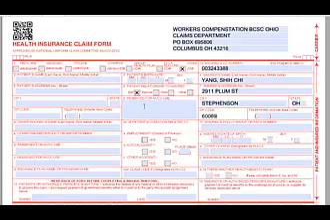Item number 8 is left blank. Item number 9, A through D, is left blank. And then when we get to item 10, this will be where we would go ahead and answer these questions. And item number 10A is patient's condition related to employment. This would be where we would mark the box yes.